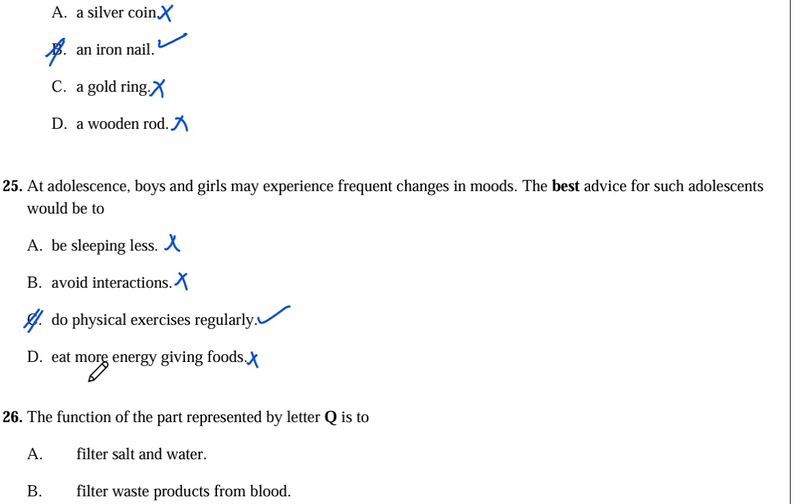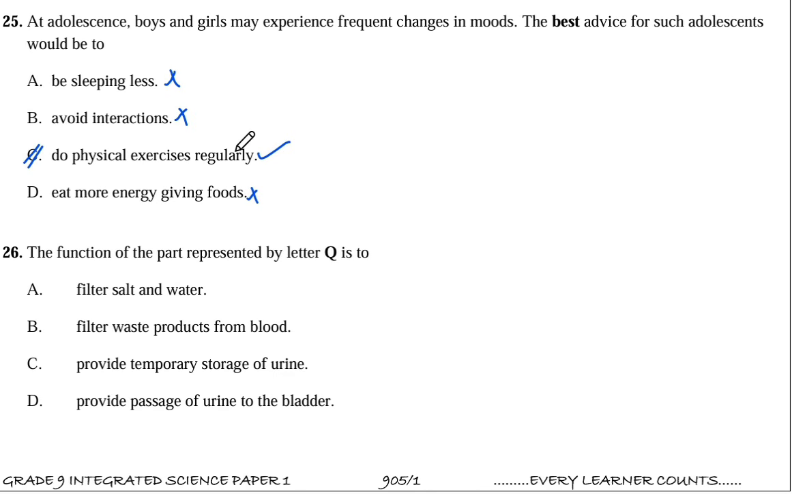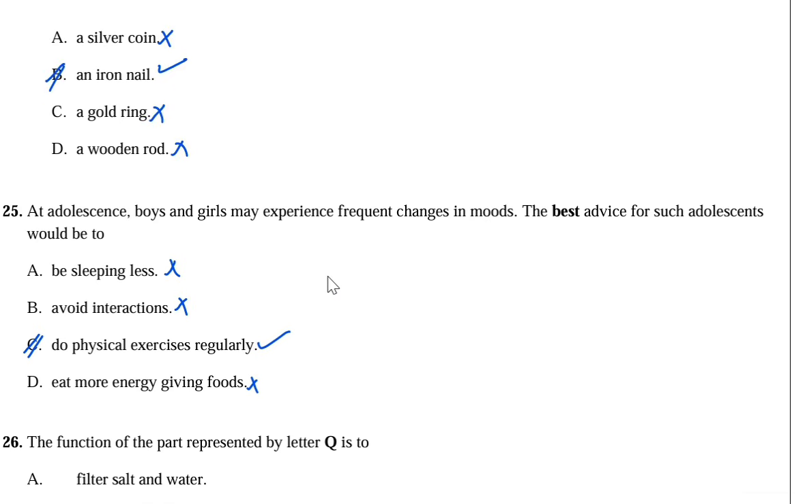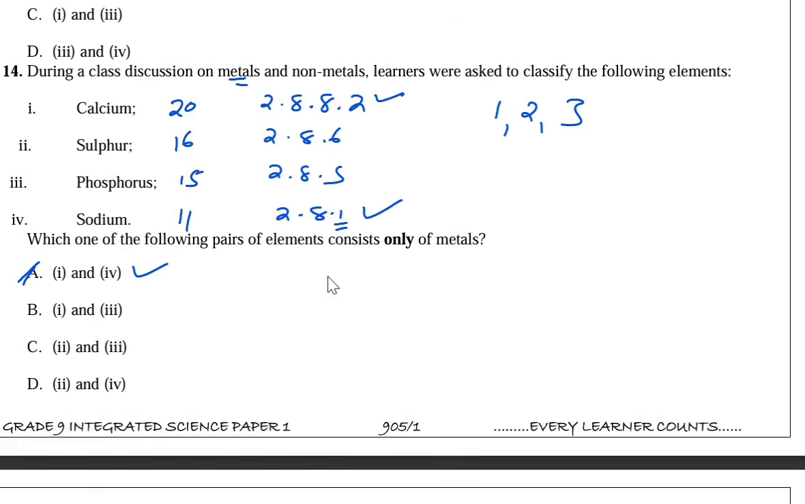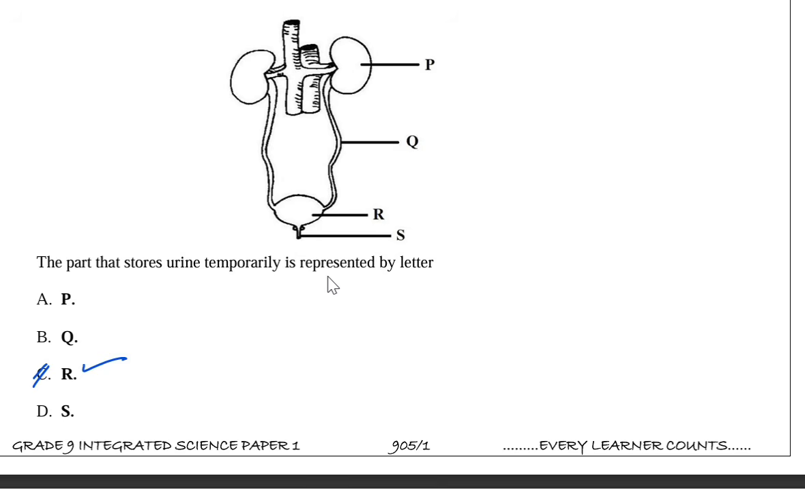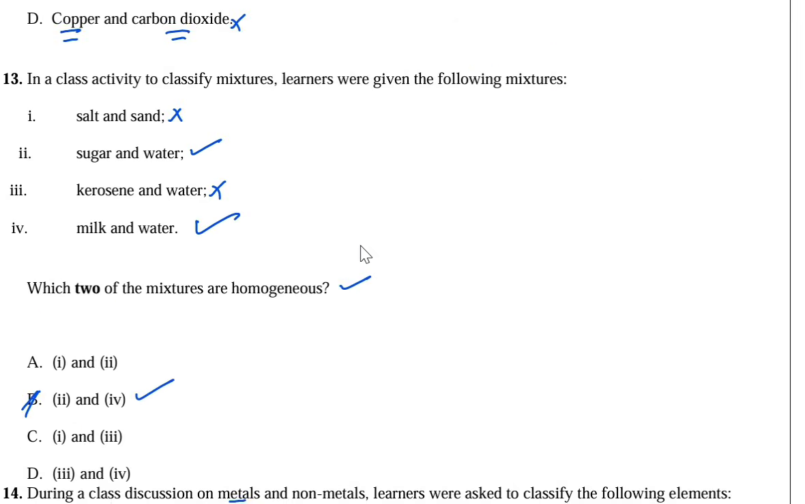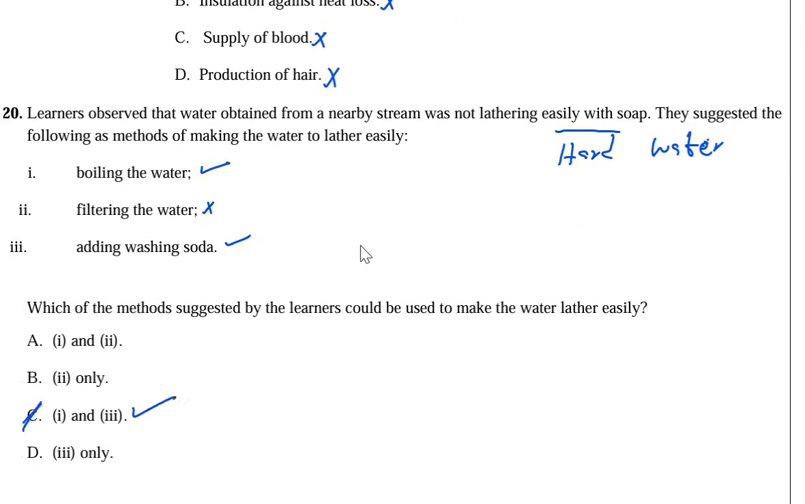We continue to question number 26. The function of the part represented by letter Q is to. So this is asking on our system here, letter Q. Let us go back and see letter Q. Here we have our letter Q. So letter Q, remember we said the name is ureter. So the function of the ureter is to allow the passage of urine from the kidneys to the bladder.